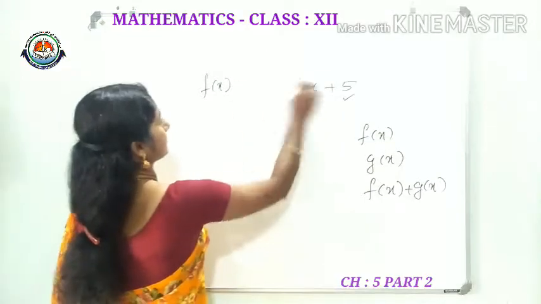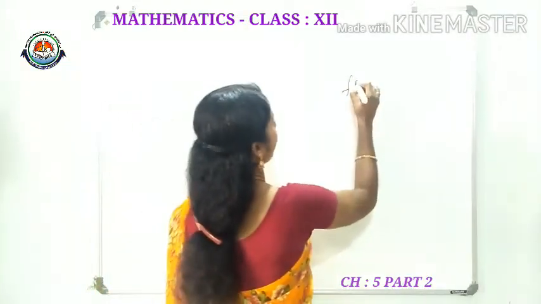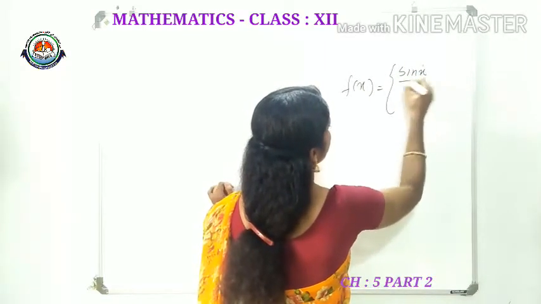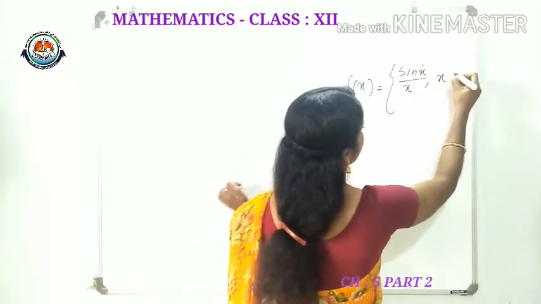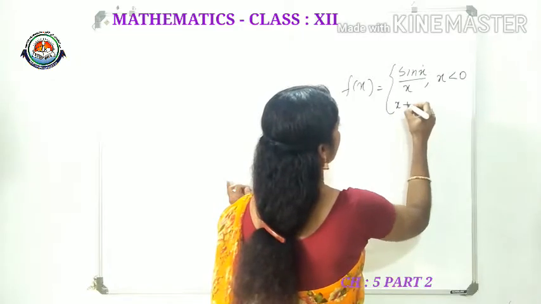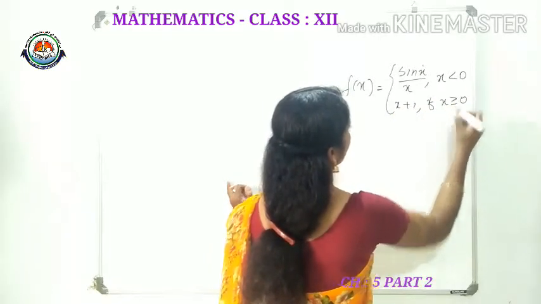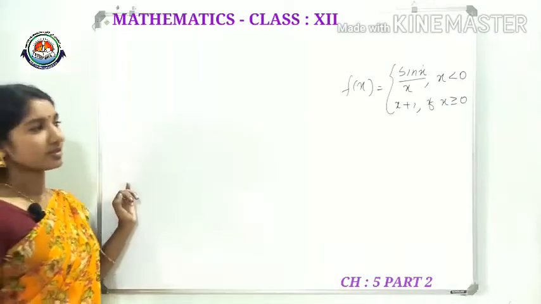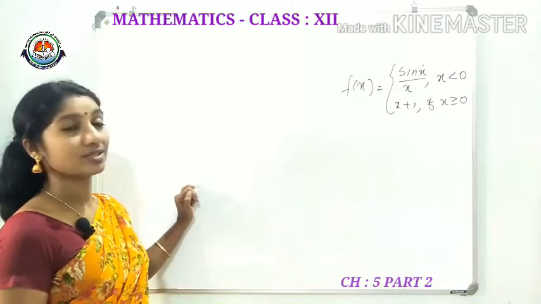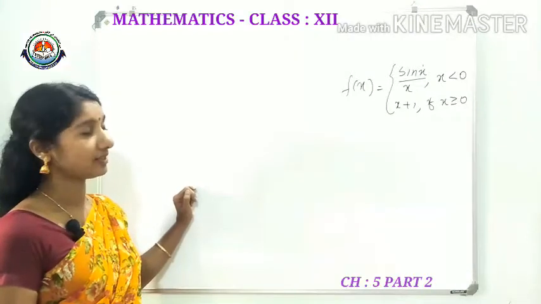Then another question. Find all the points of discontinuity of the function f of x equal to sin x by x if x less than 0, and x plus 1 if x greater than or equal to 0.